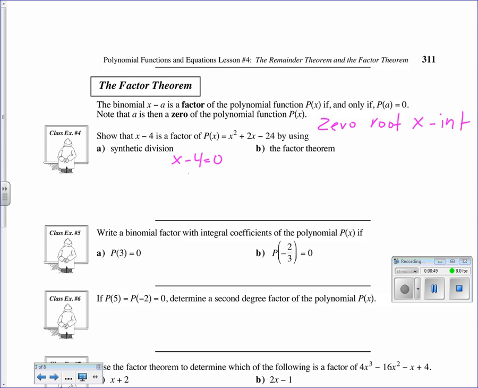So my question is, is x minus 4 a factor? Well, if x minus 4 is a factor, then I get to plug in x equals 4 and see what happens. 4 squared plus 2 times 4 minus 24. 4 squared is 16 plus 8 minus 24 is equal to 0. Because of that 0, x minus 4 is a factor.